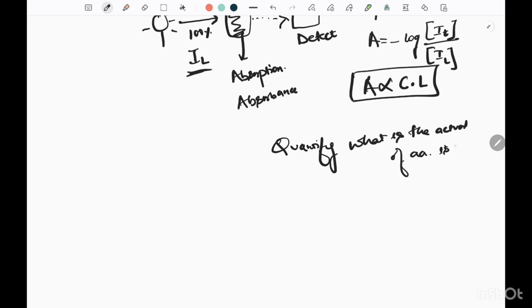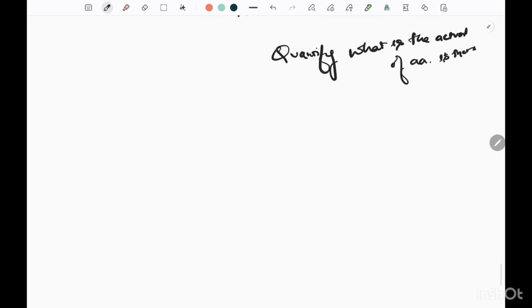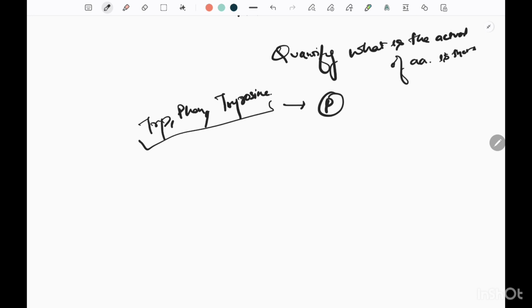amino acid that is there. Now the question may arise: sir, what if a protein only contains tryptophan, phenylalanine and tyrosine? And what if, in one case these are the only ones present, and in another case these are totally absent?